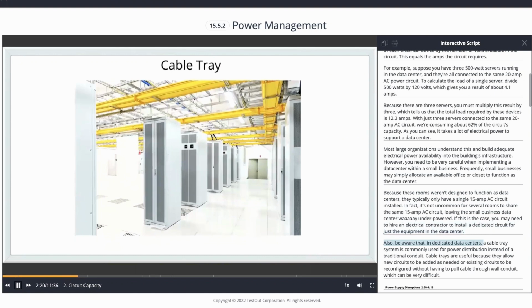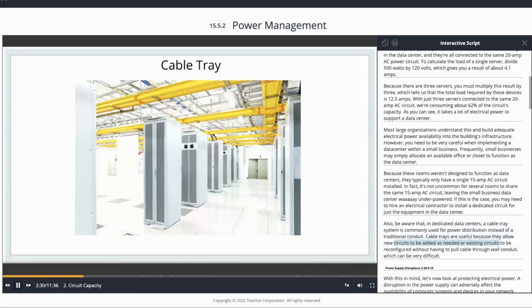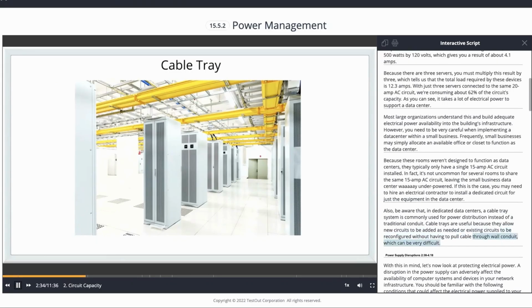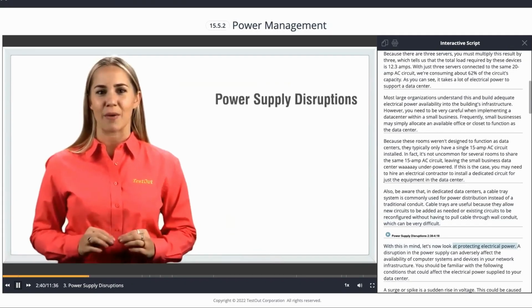Also, be aware that in dedicated data centers, a cable tray system is commonly used for power distribution instead of a traditional conduit. Cable trays are useful because they allow new circuits to be added as needed or existing circuits to be reconfigured without having to pull cable through wall conduit, which can be very difficult. With this in mind, let's now look at protecting electrical power.